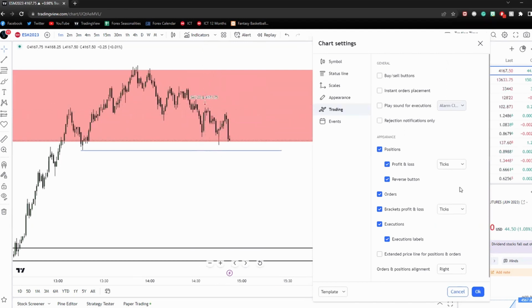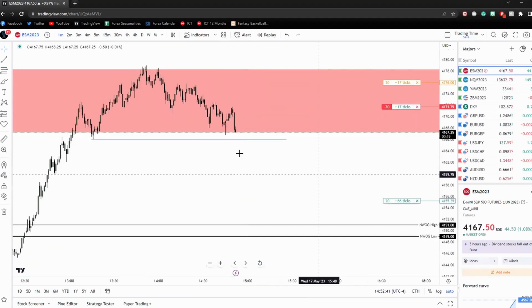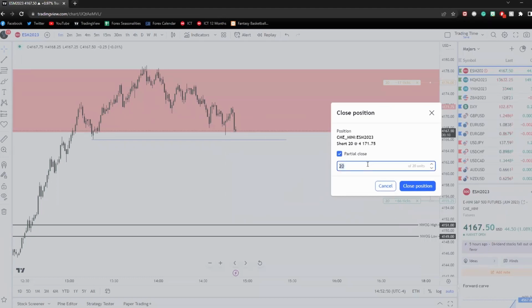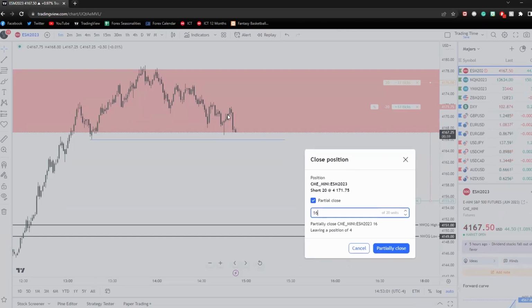I took my entry. So now I'm looking for price to move lower into this level here, maybe target these lower levels, but I'm closing the majority of my position below this low right here. So I'm gonna hover this close button, partial close, probably closing about 16 contracts. As soon as it gets below that low right there, I'm taking 16 out. And this was a very quick trade. Obviously, when it came up, I took my entry.